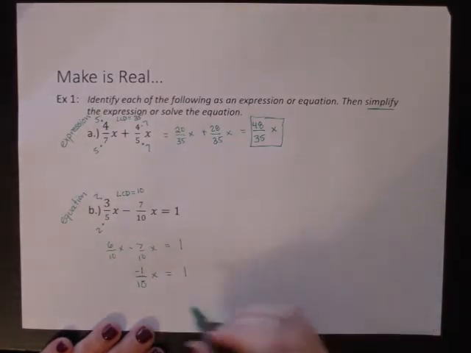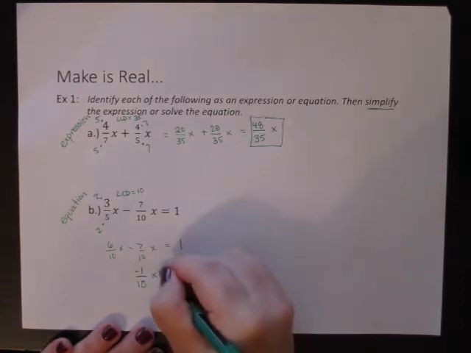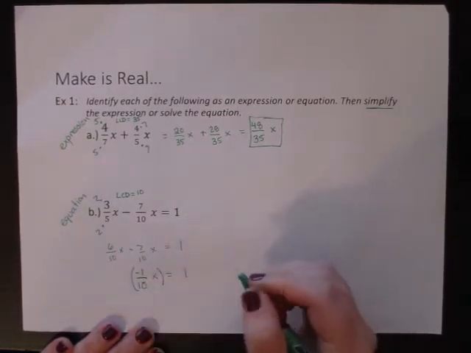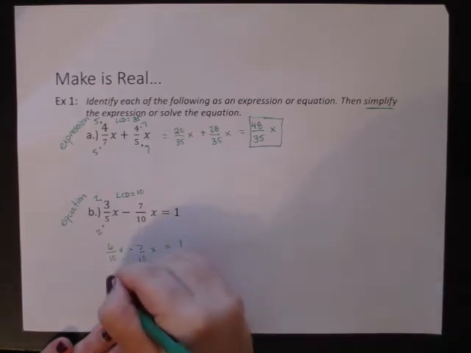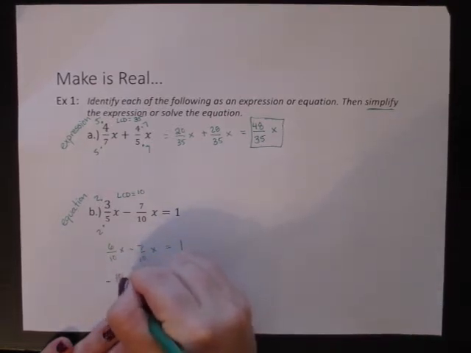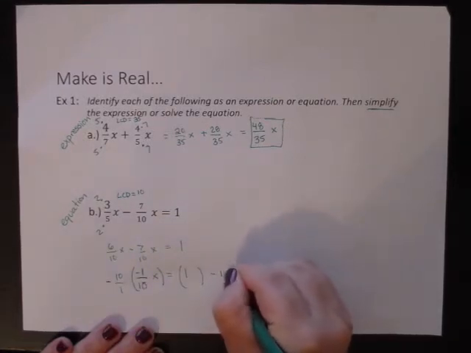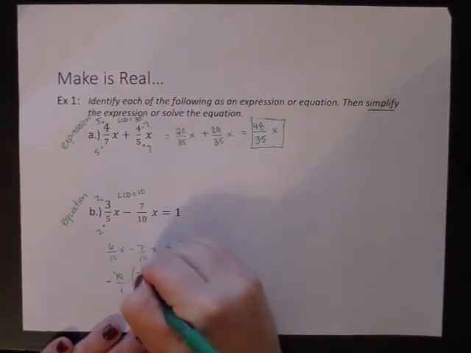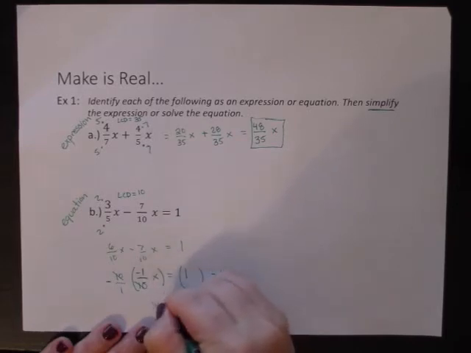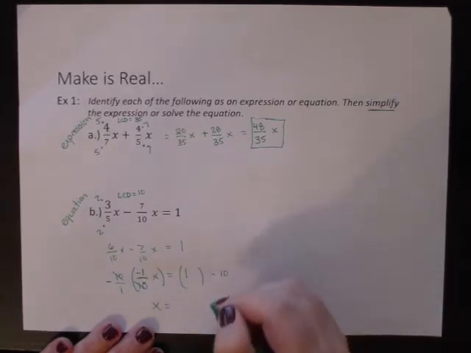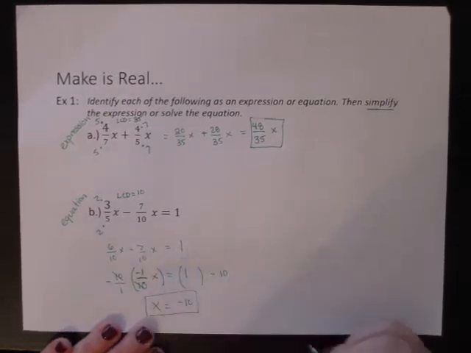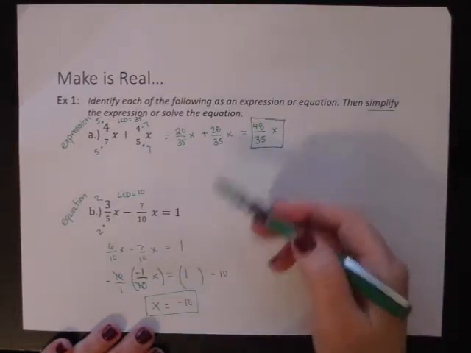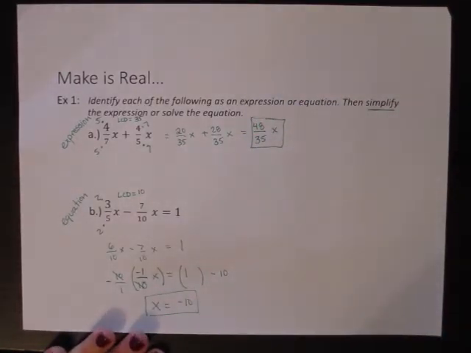So I've got to get x by itself. This is linear because it's just an x. So what I need to do now is multiply by the reciprocal. But what I do to one side, I have to do to the other side. So the reciprocal would be negative 10 over 1, which is really just negative 10. Then I cross cancel, my negatives cancel out, and I'm just left with x on the left. And then 1 times negative 10 is negative 10 as my solution. So x equals negative 10. So that is the difference between an expression and an equation, and you need to be able to do those two.